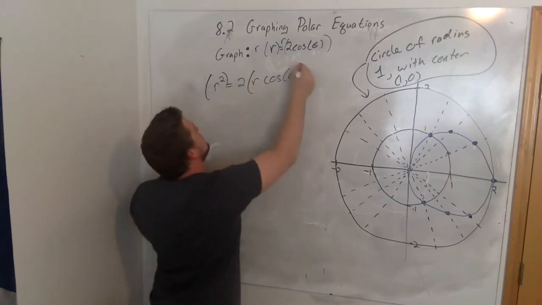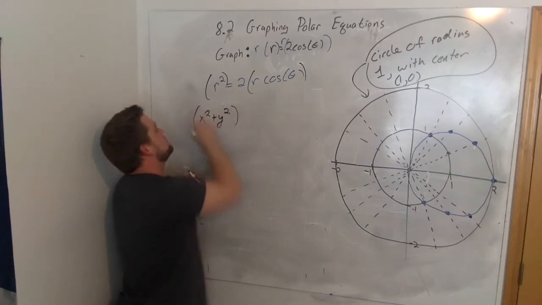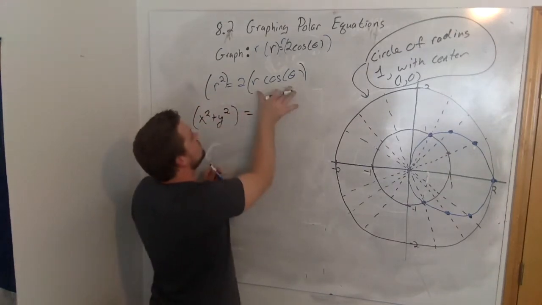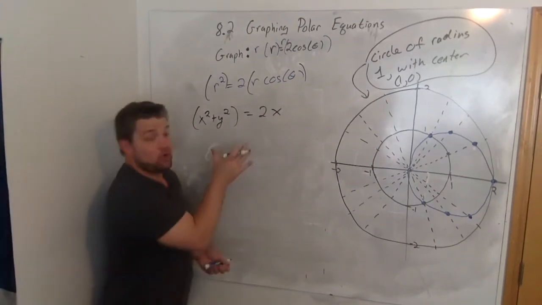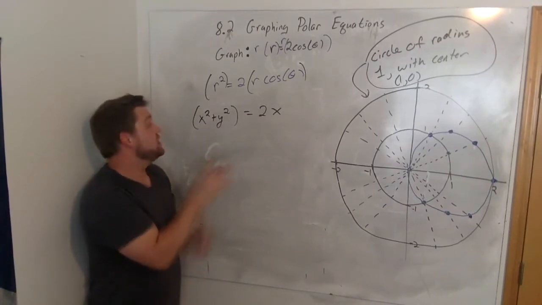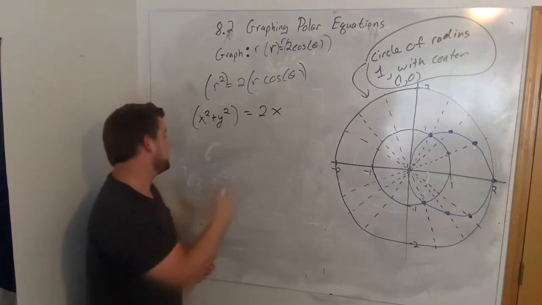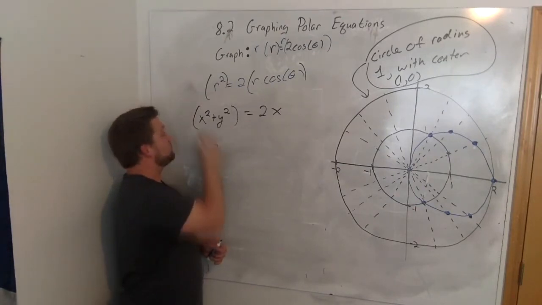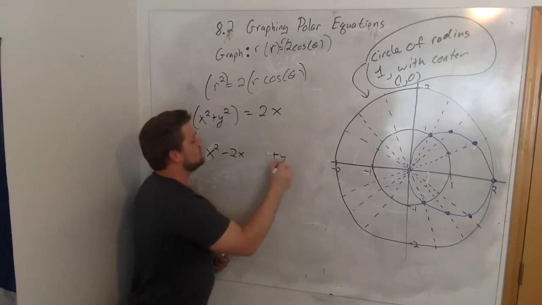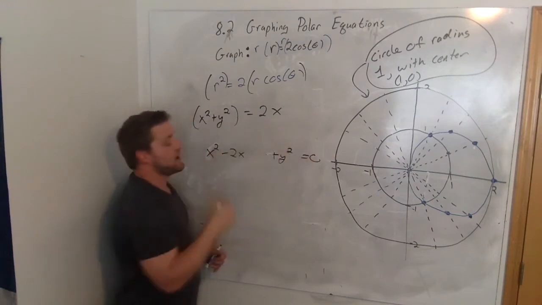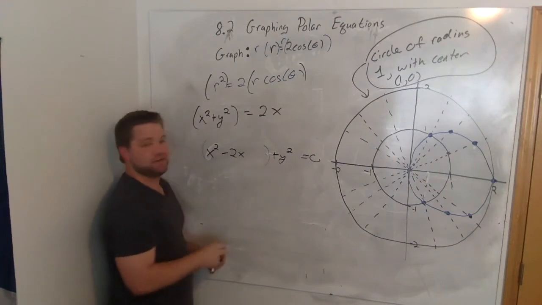Well, this r squared can be replaced with x squared plus y squared. That's going to be equal to what? 2. This gets replaced with what? X. So we have now transformed this into rectangular coordinates, but hopefully this is a pattern that we can recognize, that we could complete the square on this. So here, let's write x squared, subtract 2x, plus a y squared will be equal to 0. So I just subtracted 2x from both sides. Well, I have an x squared minus 2x. This thing is begging to be completed the square on.